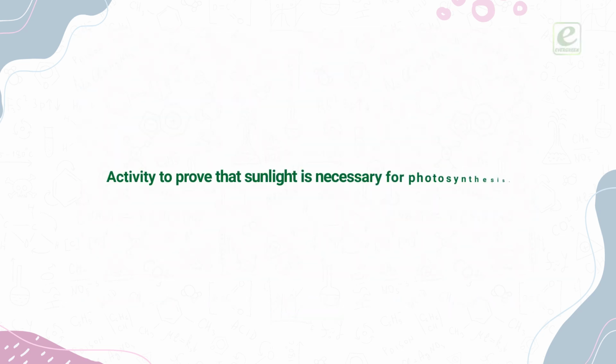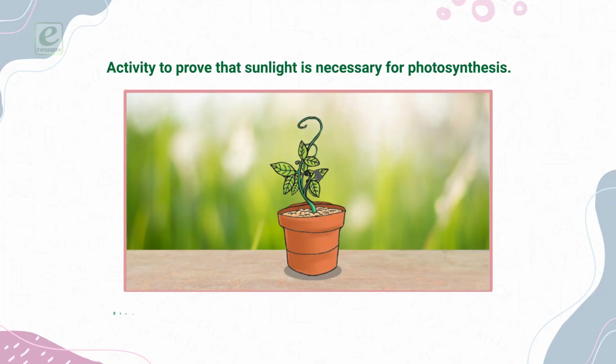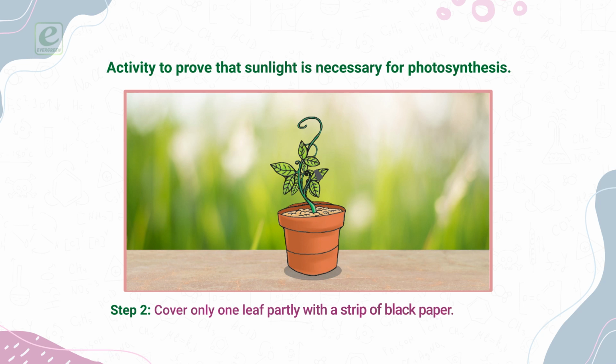Activity to prove that sunlight is necessary for photosynthesis. Step 1. Take a potted plant and keep it in the dark for about 24 hours. Step 2. Cover only one leaf partly with a strip of black paper. Keep the potted plant out in the sunlight for 4 to 5 hours.